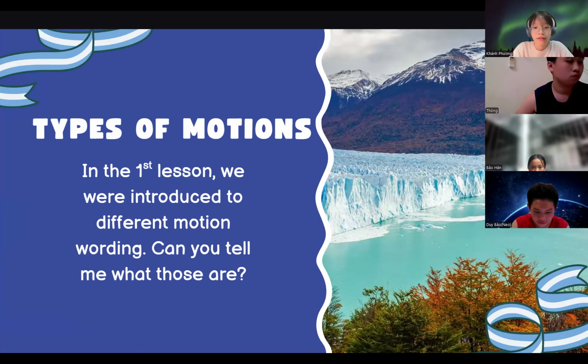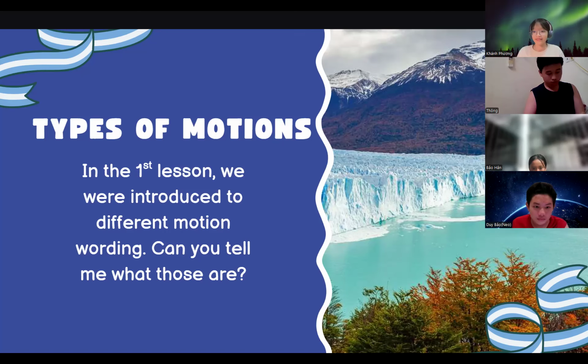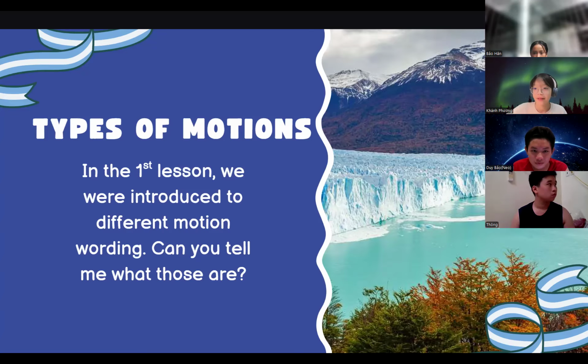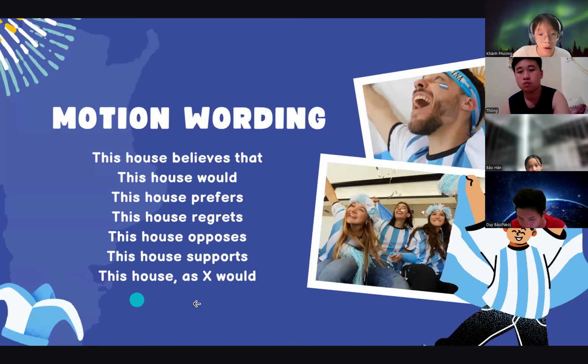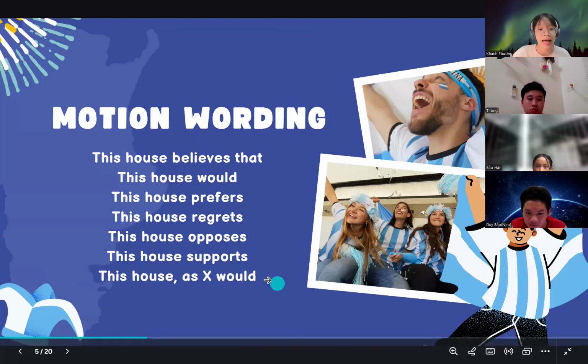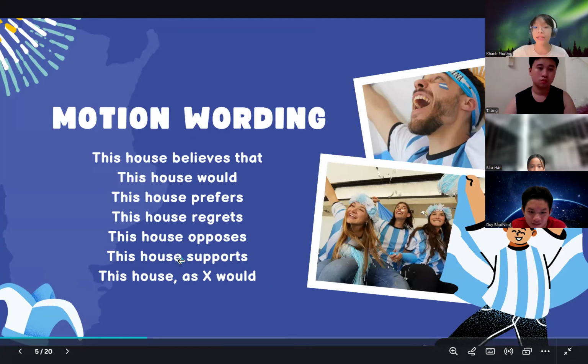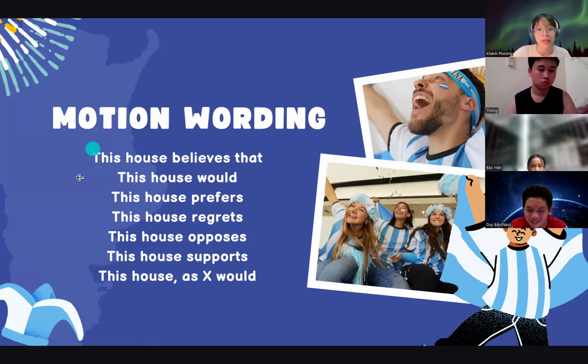And there's one more, something which is the opposite of support. Can anyone guess that word? It starts with O. Yes, Hun, what do you think? I think it's oppose. Yes, Tu and Hun, you're right. You can just turn on your mic too to answer. Yep, it is 'this house opposes'. And you guys forgot the last one: 'this house as X would', like as a teacher would do something. So in total, we have 7 motion wordings.